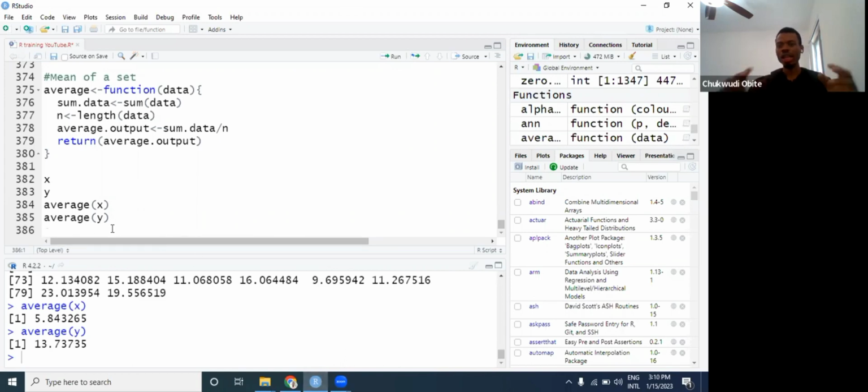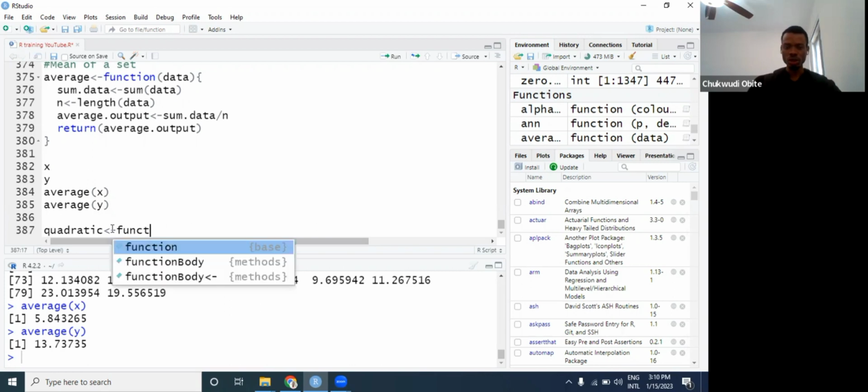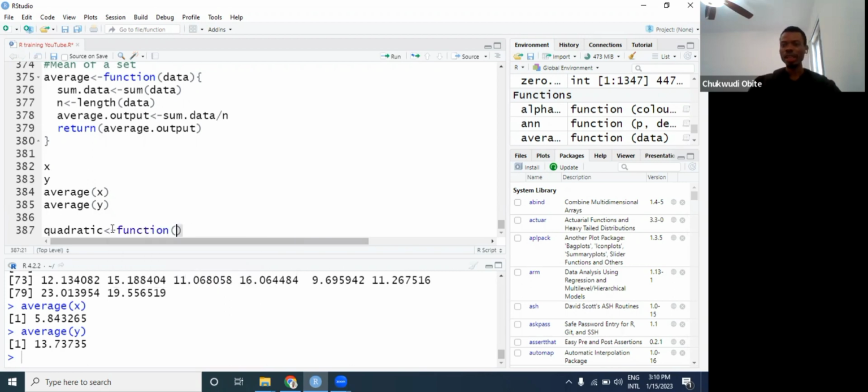I want to write a function that I can use to solve any quadratic equation. So let me call it quadratic. You can use any name you want. Then the first thing you have to do is function. The next thing, what are the variables? So what will be changing? The quadratic equation has a, b, and c. A is the coefficient of x squared.